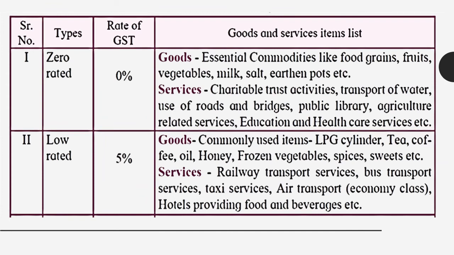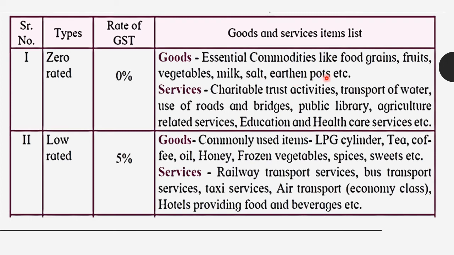Next, this is for general knowledge. Items or services can be listed in several ways. The first type is zero rated. Zero rated means GST is zero for those commodities. There is no tax on those commodities. So that is category 1. In category 1 we have essential commodities like food grains, fruits, vegetables, milk, salt, earthen pots, etc.